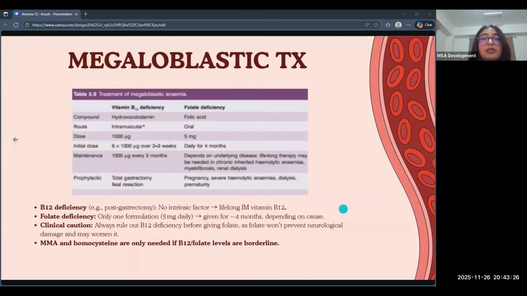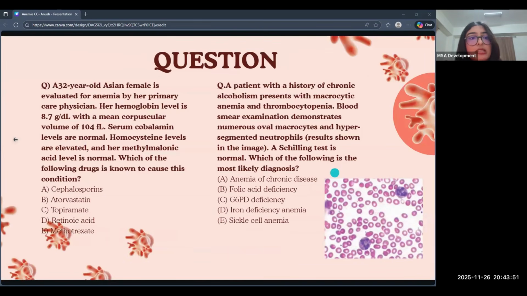Now, it's always important to rule out B12 deficiency before giving folate, because giving folate alone won't prevent the neurological symptoms or damage, and it may worsen it. Okay, one thing I want you to remember: if B12 and folate levels are borderline, only then you do MMA and homocysteine levels. Otherwise, it's not needed. Okay, now let's do questions.